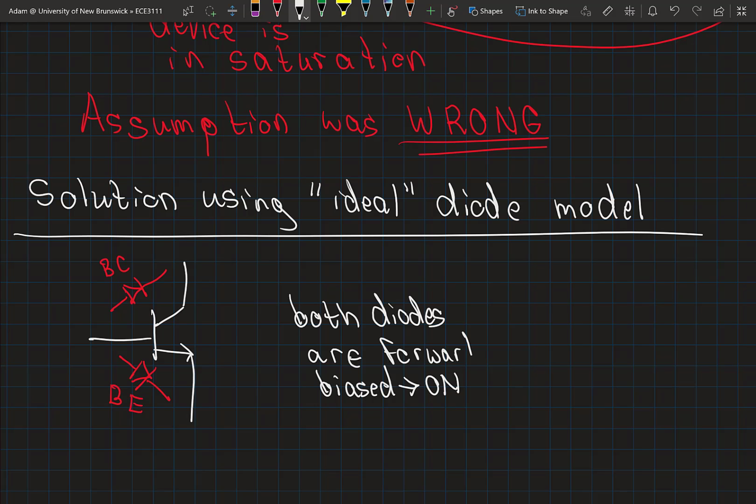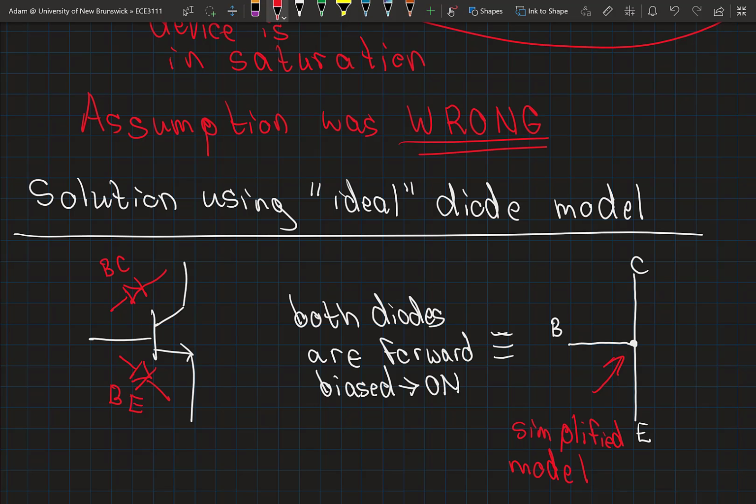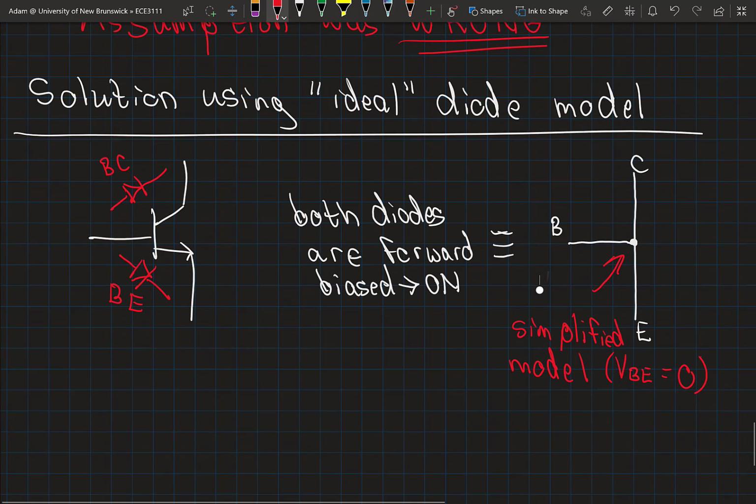So we remember that the ideal diode model says that we model a diode basically just as an open or closed switch. So if we model both these diodes as a closed switch, our BJT simply becomes a simple model that has the base, collector, and emitter all connected together. Okay, so this is our simplified model using an ideal diode model, and here we'll note that VBE has to be 0, right? Because base and the emitter are connected together.